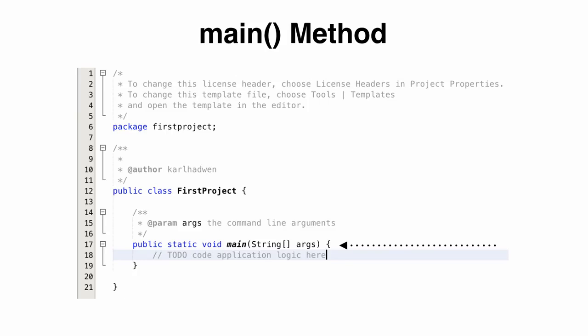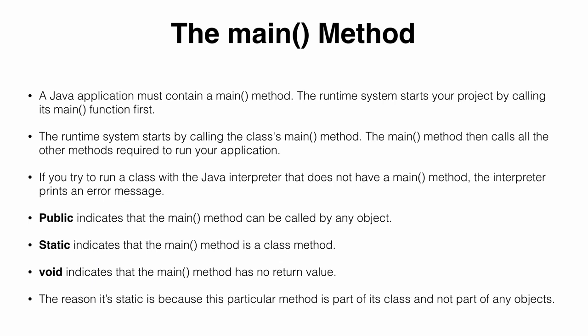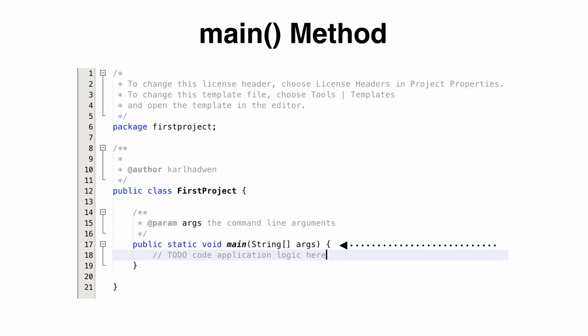We're going to be creating a bunch of projects in future tutorials, so I really want to help you understand every particular aspect of Java, not just being able to code in Java, but to fully understand how everything works. So the main method: a Java application must contain a main method regardless of the project. The runtime system starts your project by calling its main function first, which is this here.